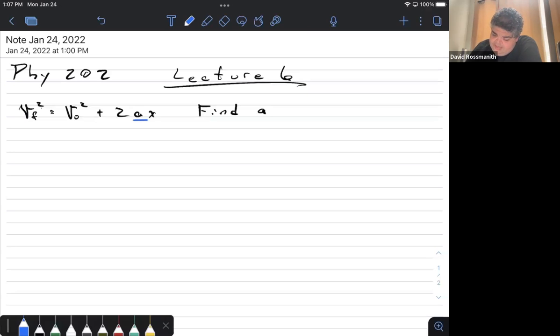The first thing I need to do, because the A is stuck in this term with 2 other things, I can't mess with it yet. But the V naught is over there by itself on the right side, so let me move it over to the other side. When I move it over, it becomes negative. It's positive on one side; if you move it to the other side, it becomes negative. So it's Vf squared minus V naught squared. And what's left on the right side is 2 times A times X. I didn't mess with that stuff yet.